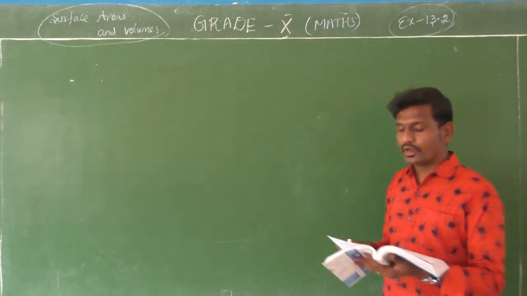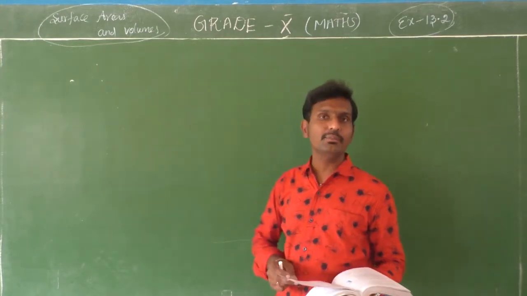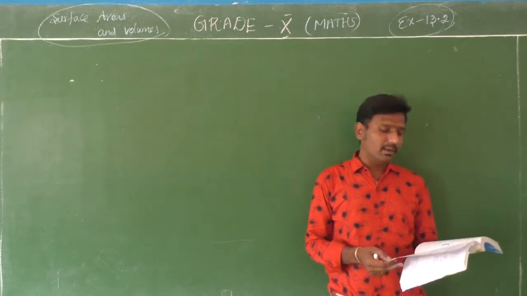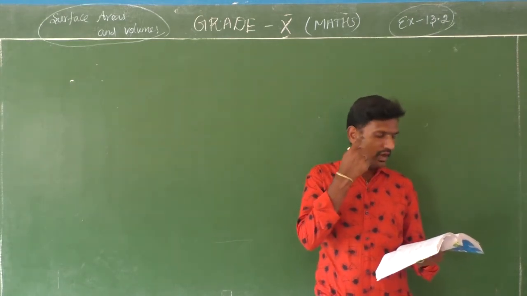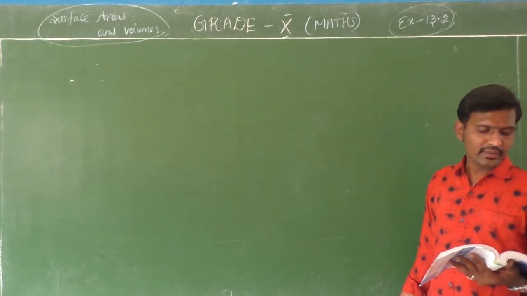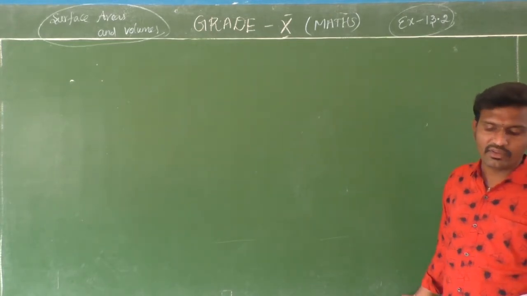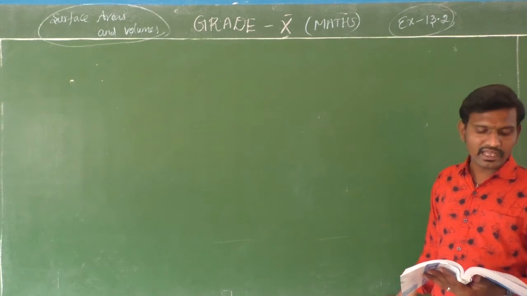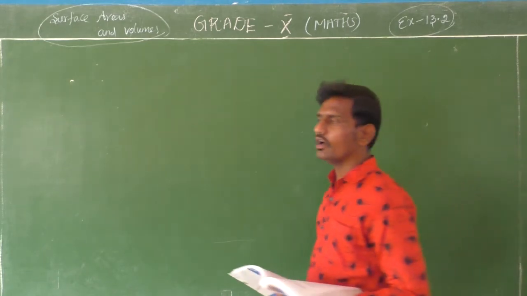From Exercise 13.2, we already completed questions 1, 2, 3, 4, 5. So a total of 5 questions are already completed. Now coming to the 6th question. Let us move on to our question.